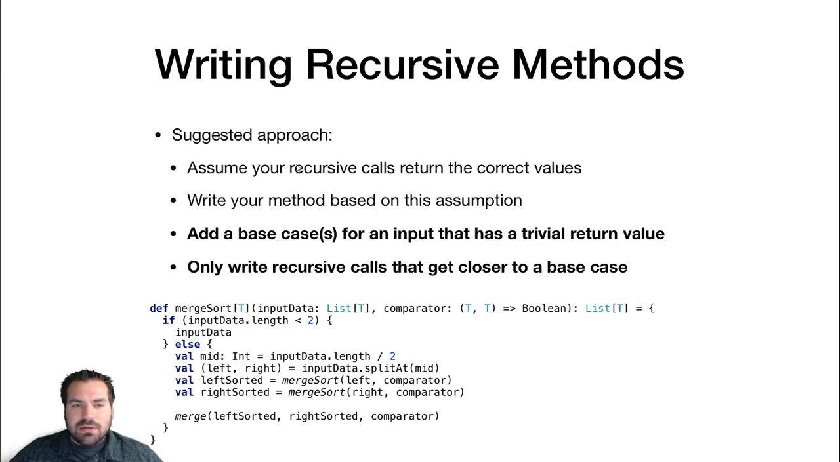So when we're just on this first assumption, I can't just call merge sort on the entire input data and call it a day. I have to make sure my recursive calls are getting closer to my base case, and I'm doing that by splitting the list in half. So if I have a list of size n, no matter what n is, some positive integer, if I divide it by 2, I'm going to get closer to a list of size 1. So every time I make a recursive call, I'm getting closer and closer to this base case.